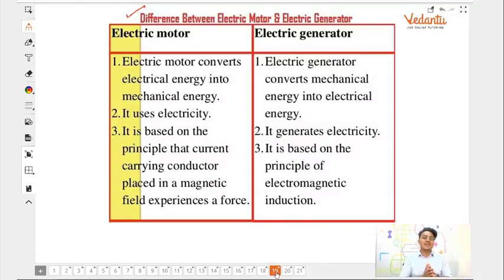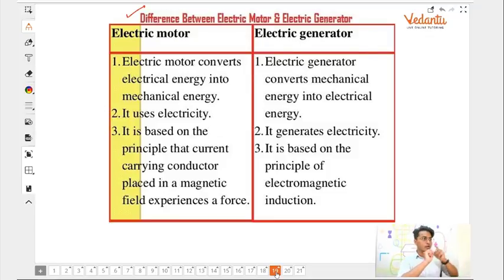Difference between electric motor and electric generator, one of the simplest topics. I hope you guys have understood the differences already. First difference would be the construction itself. In the case of a DC motor, there are split rings. In the case of electric generator, it's slip rings. So that's the construction difference.